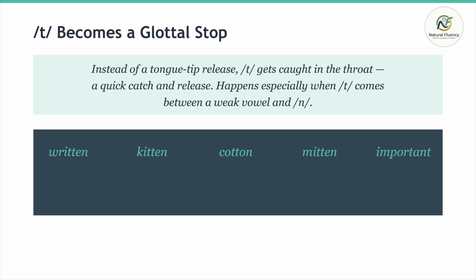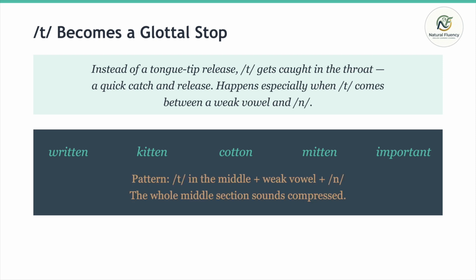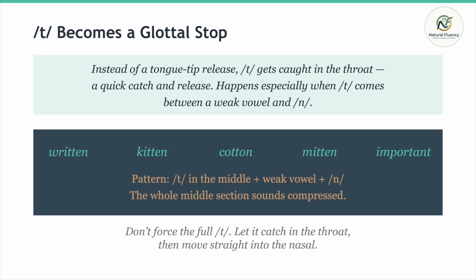Look at the screen. Written, kitten, cotton, mitten, important. These words share a pattern, a T in the middle, followed by a weak vowel and N. In natural speech, that weak vowel reduces and the T doesn't fully release, so the whole middle section sounds compressed.